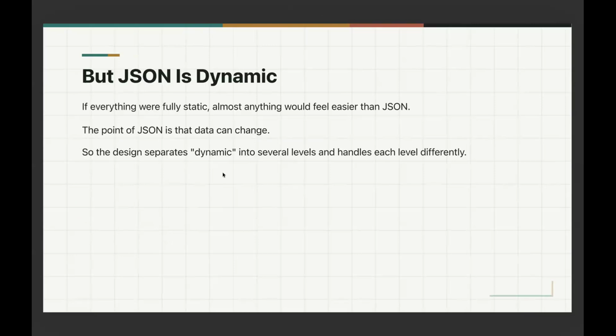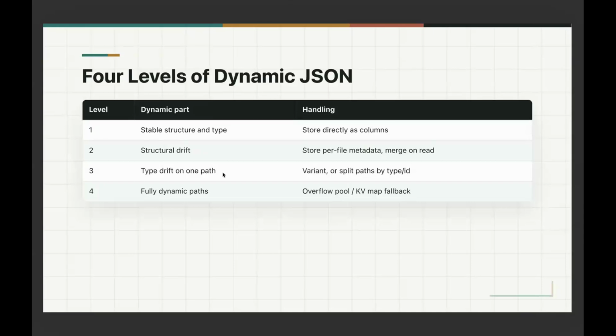But we also want to do everything statically and in columnar form, while the JSON itself is dynamic. So we have to process it. To do that, we classify the kinds of dynamism into four levels, and for each level we have different ways to process it to achieve the best effort. The first is where everything is almost static: you have some stable paths in your data, and the database can infer them very well, and they are directly stored as columns.